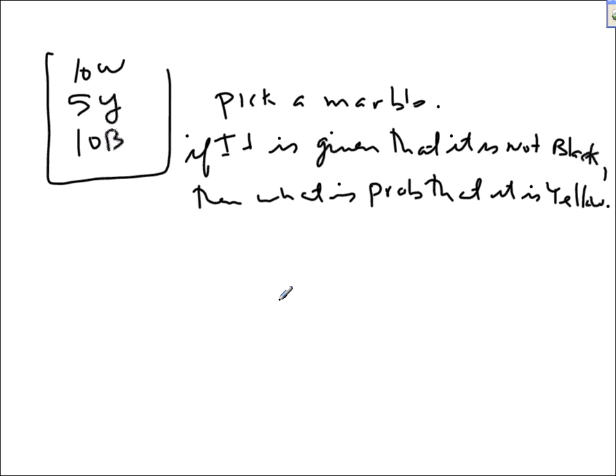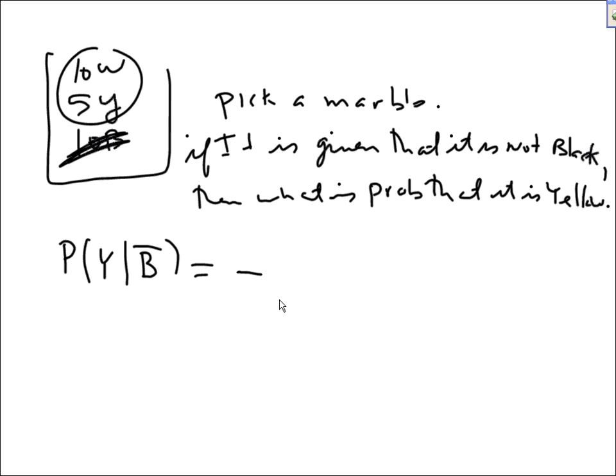Okay. The probability that it is yellow, given that it is not black. Well, you're given that it's not black. There are no blacks. There are 15 marbles, and favorable are yellow. 5 are yellow. The answer is 1/3. You want to use the formula. It's going to be a nightmare, I suspect.